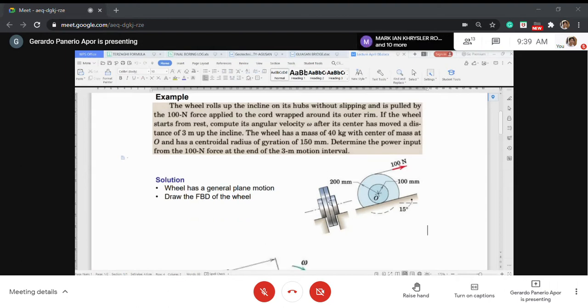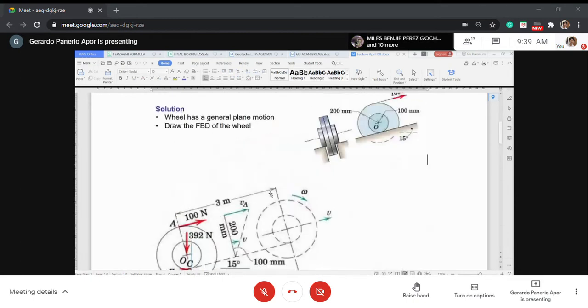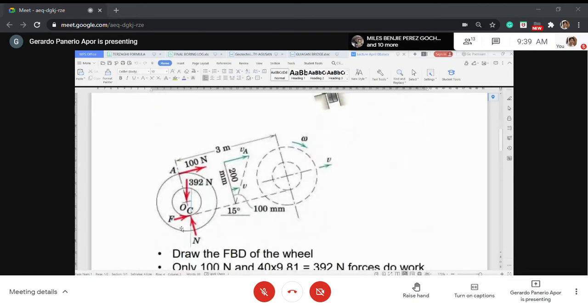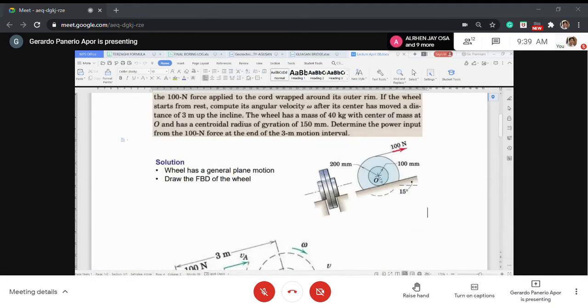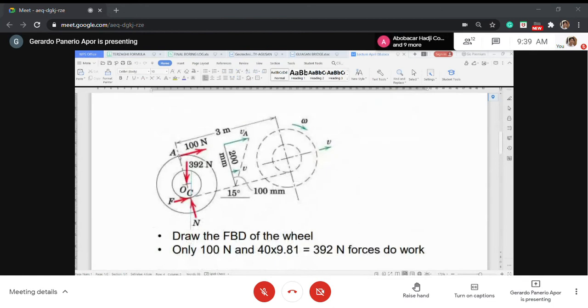Okay, so this is the free body diagram. You have the wheel, composed of an outer circle and an inner circle. This outer circle represents the outer rim, which has a 200 mm radius. So the diameter is 400, because the diameter is twice the radius. The inner circle here has a radius of 100 mm.